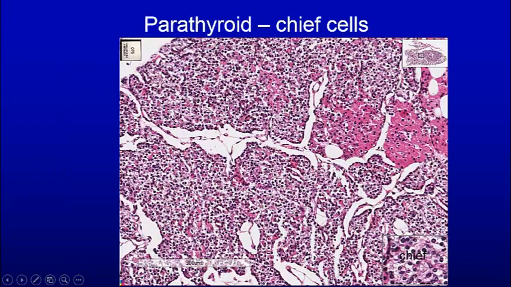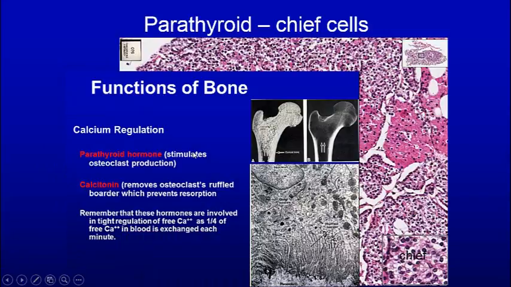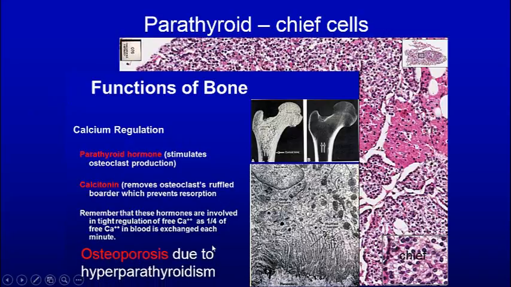So here we see the parathyroid gland. These are the chief cells and the oxyphils. These are the ones that produce the parathyroid hormone. So we talked about it. Parathyroid hormone has a counterpart, calcitonin. One stimulates resorption of bone, and one prevents resorption of bone. The calcitonin removes the ruffled membrane on the osteoclast. Osteoporosis due to hyperparathyroidism is one of the problems that we have.